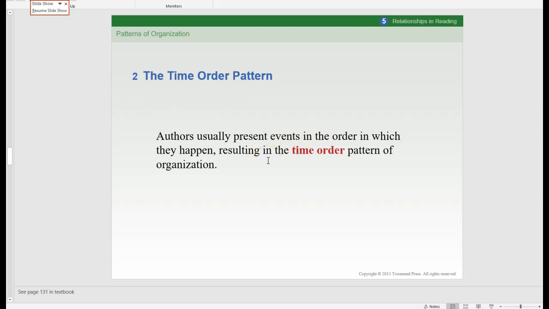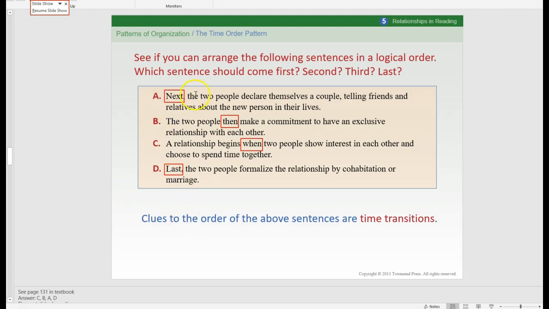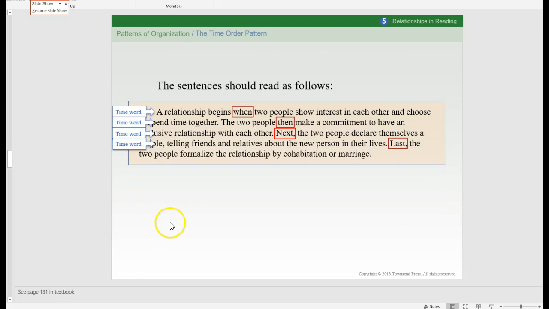And you guys would use this mostly if you were writing a narrative. First I was born, then I went to college, then I died, stuff like that. But you can use time order in other places as well. Let's take a look here. So we have next, then, when, and last. Put these in order. Pause again, and then come to the answer.